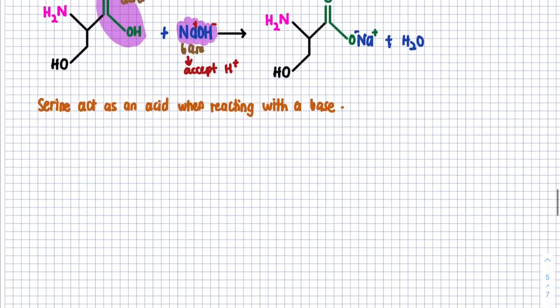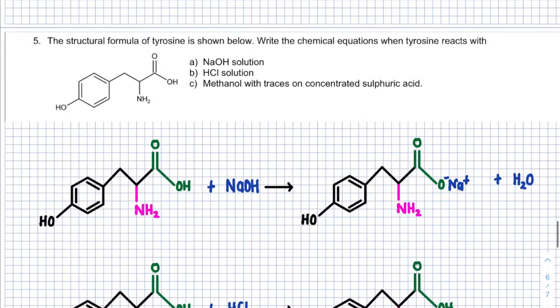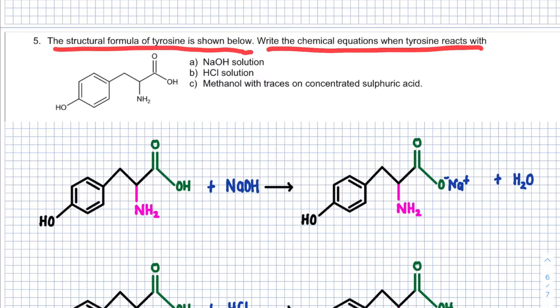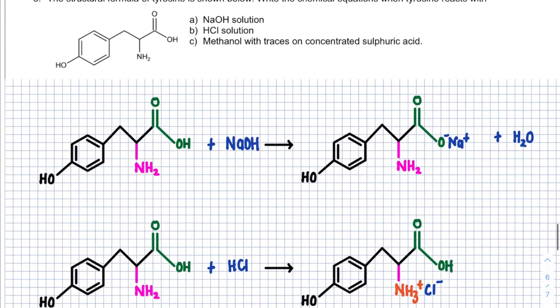Okay, last one, question number 5. Here it mentions the structural formula of tyrosine is shown below. Write the chemical equation when tyrosine reacts with NaOH, reacts with HCl, and reacts with methanol. When the question asks you to react it with an acid or base, we take the structure directly. If the question gives a pI or pH equal to 2, then we have to draw the NH3+ and COO minus. But the question doesn't, so we just take the structure of tyrosine here.